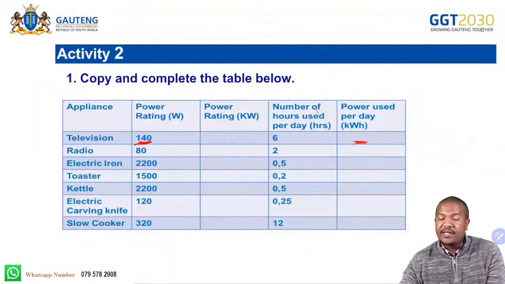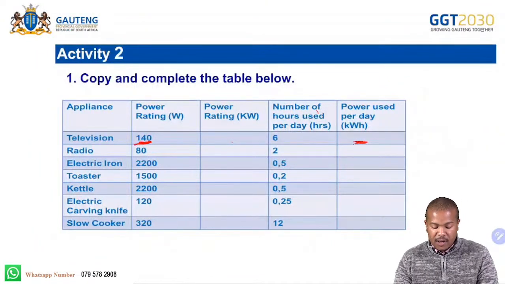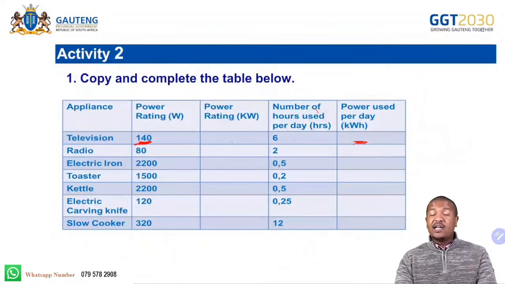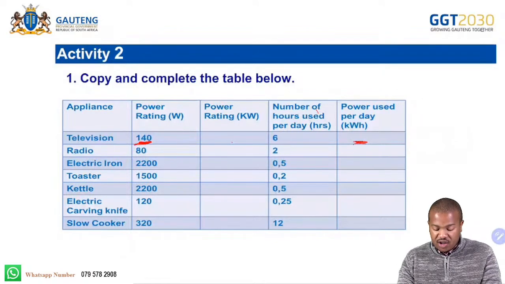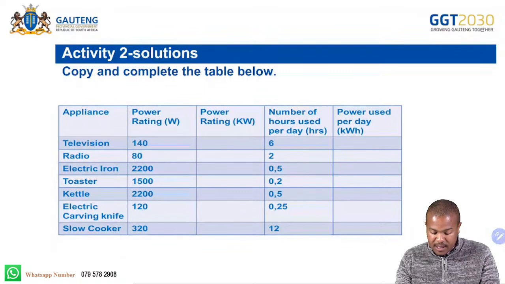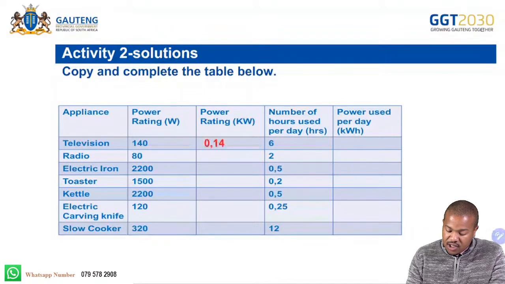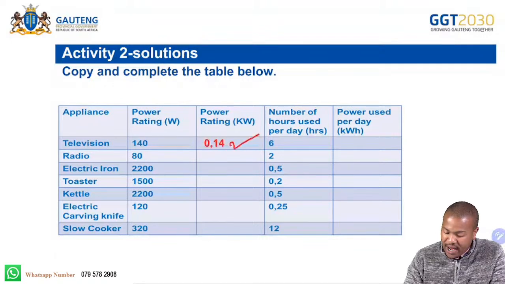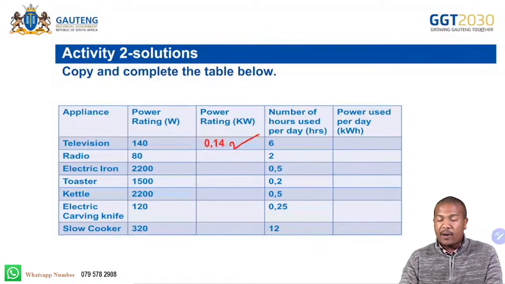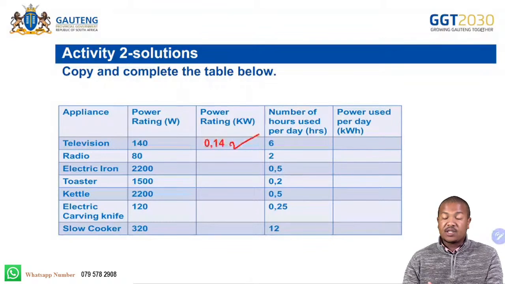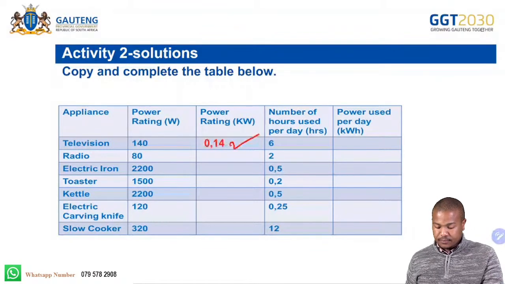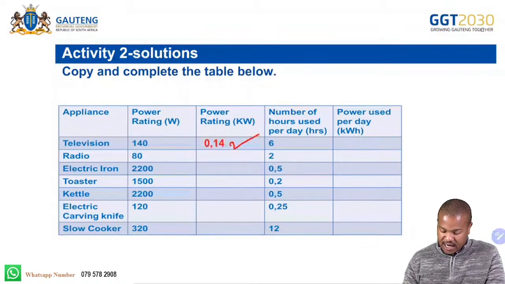Welcome back again, grade 9s. Now let's look at the solutions together. Copy and complete the table below. So let's look at the television. The television has a power rating in watts of 140. So the power rating in kilowatts is going to be 0.14. Why that? Because 140 divided by 1,000 gives us 0.14 kilowatts. So we continue like that.